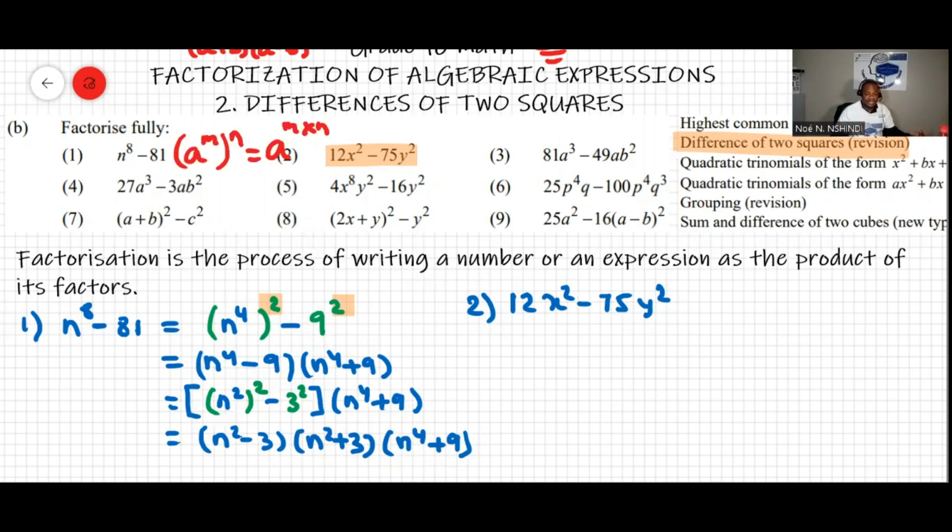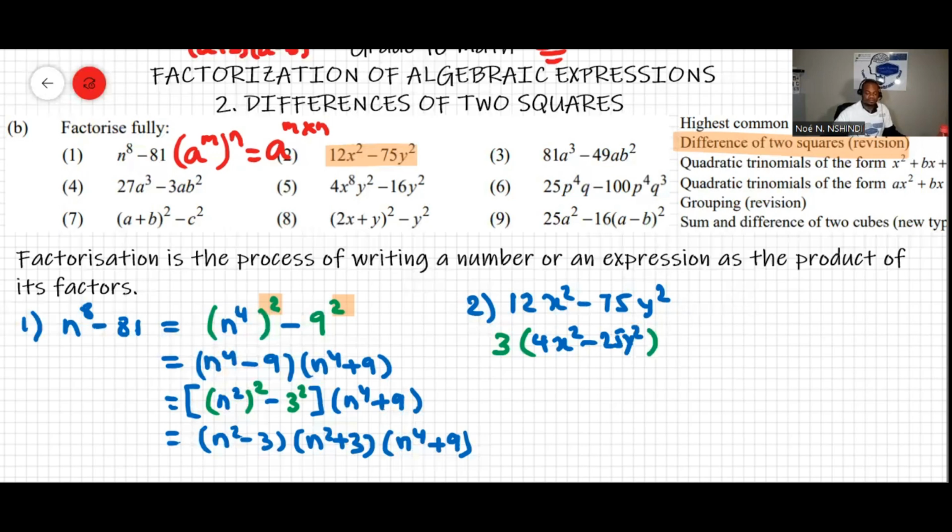We can find the highest common factor between 12 and 75. It has a common factor, which is 3. So we can take 3 out as a common factor. Is there anything else to take as a common factor here? No, nothing else. So we can just put 3 out as a common factor, and then we're left with 4x squared minus 25y squared.